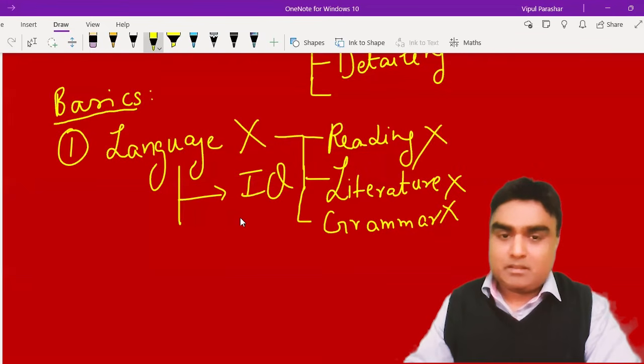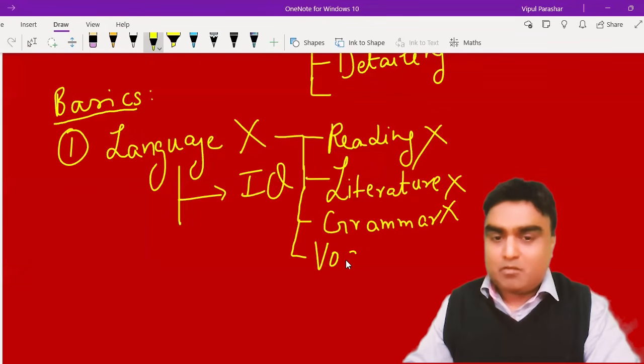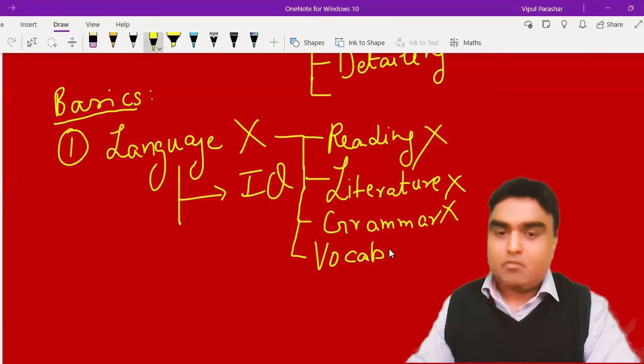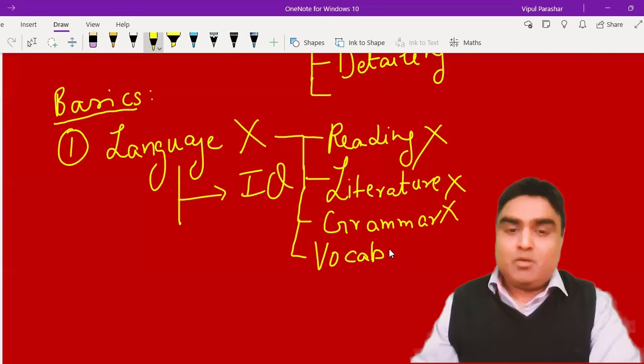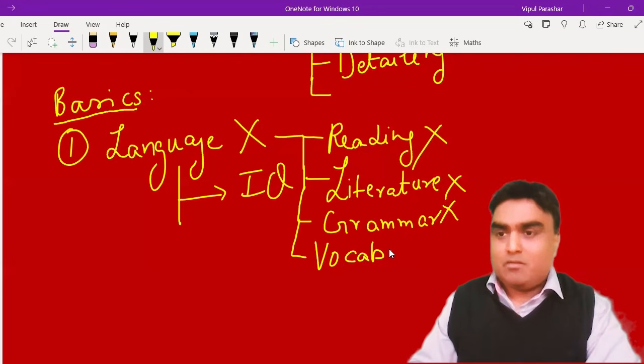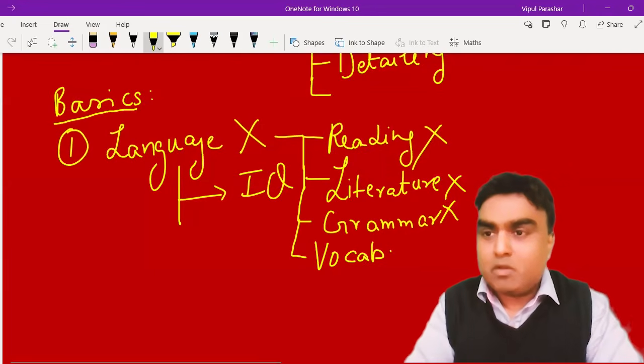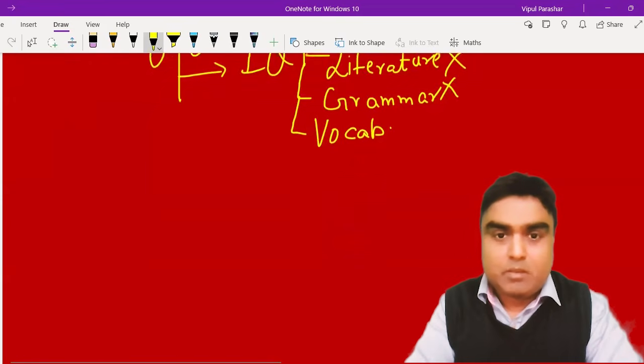ये कुछ भी चेक नहीं करते हैं. No one checks reading. So IQ test even will not check your vocabulary. Why do I say that? Very good, Mohit. So even that doesn't check your vocabulary. Now the question is, अगर vocabulary check नहीं करते हैं तो हम vocabulary पढ़ते क्यों?